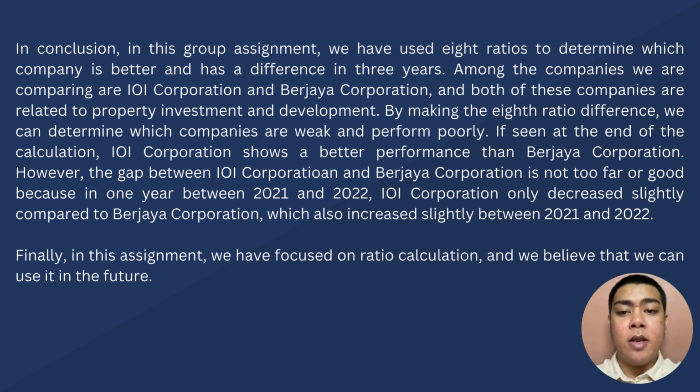If seen at the end of the calculation, IOI Corporation shows a better performance than Berjaya Corporation. However, the gap between IOI Corporation and Berjaya Corporation is not too far because between 2021 and 2022, IOI Corporation only decreased slightly, while Berjaya Corporation also increased slightly. Finally, in this assignment, we have focused on ratio calculation and we believe that we can use it in the future. Thank you.